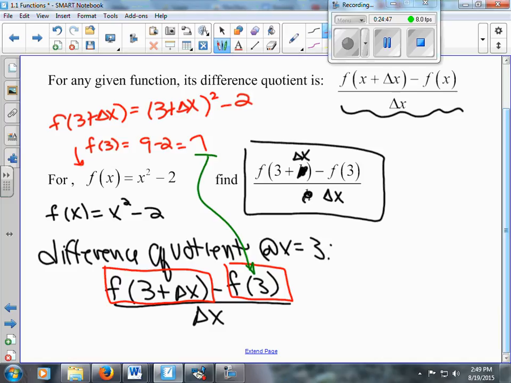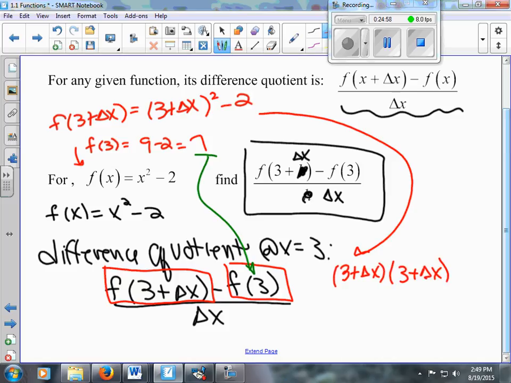So let me, sorry, all over the place here. I'm going to simplify that over here. So when I have 3 plus delta x squared, that means 3 plus delta x times 3 plus delta x, and then minus 2. Got to multiply first. This is a FOILing, so I'll get 9 for the first. The outside gives me 3 delta x. The inside gives me 3 delta x. And then the last gives me delta x squared. And then I have a minus 2 at the back.